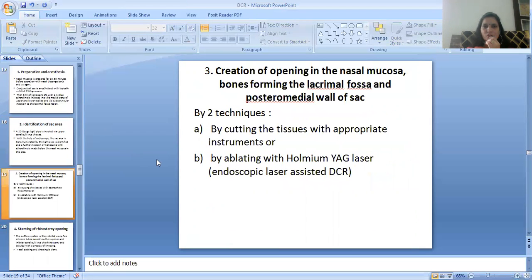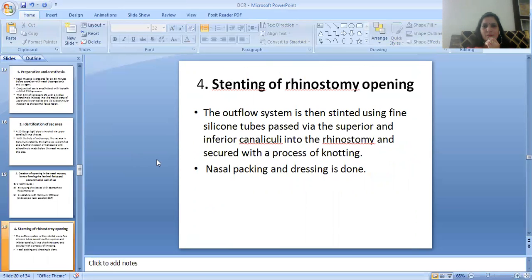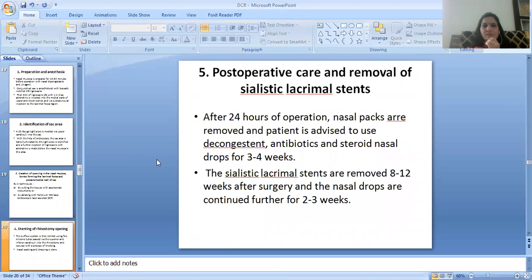Third step is the creation of opening in the nasal mucosa, bones forming the lacrimal fossa and posteromedial wall of sac by two techniques: by cutting the tissues with appropriate instruments or by ablating with holmium YAG laser, endoscopic laser assisted DCR. Fourth step is the stenting of rhinostomy opening. The outflow system is then stented using fine silicone tubes passed via the superior and inferior canaliculi into the rhinostomy and secured with the process of knotting. Nasal packing and dressing is done.